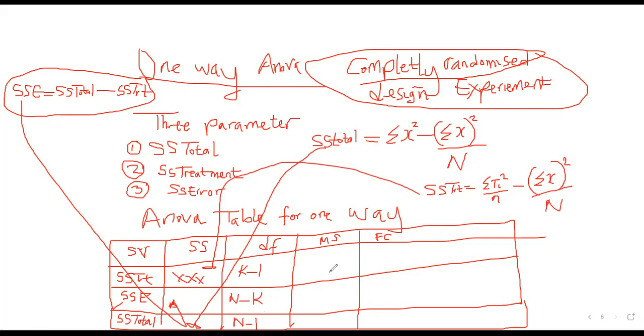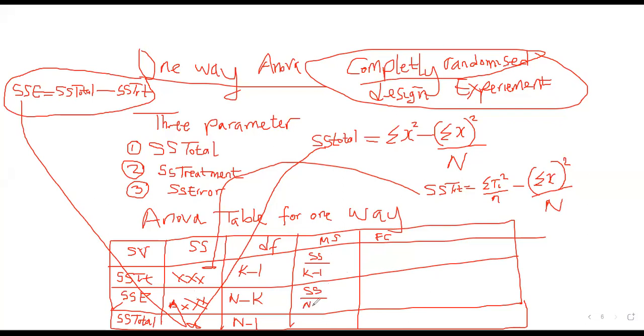So this is the mean square: we divide the sum of square by the degree of freedom. So it's the sum of square divided by the degree of freedom, which is K minus 1, where K is the number of treatments. So each of these are handled accordingly. Even here, we have the sum of square of error, so you divide the sum of square by N minus K.